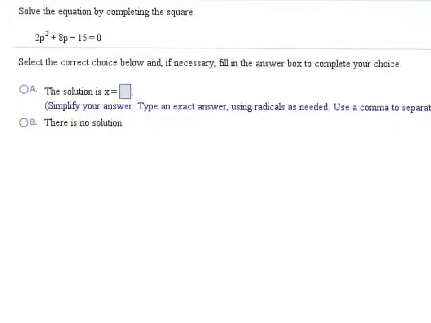Completing the square, the first thing that you need to do is to make sure that the term that has the square on it, in this case the 2p squared, doesn't have a coefficient greater than 1. Since this one has a 2, we need to fix that. So we have our 2p squared plus 8p minus 15 equals 0. Now to make that have a coefficient of only 1, we need to divide everything by 2.